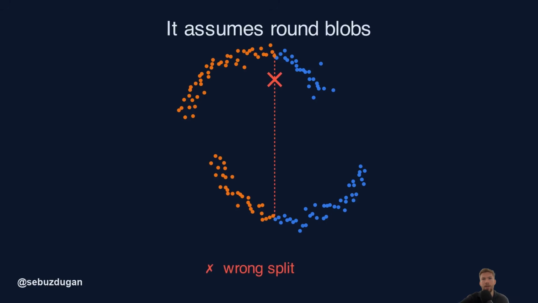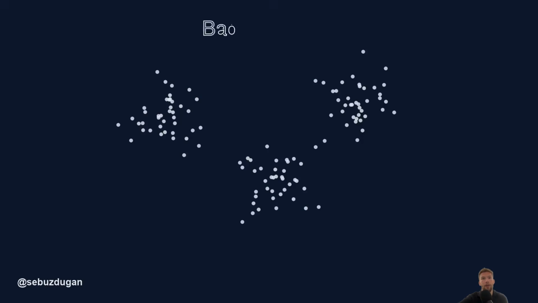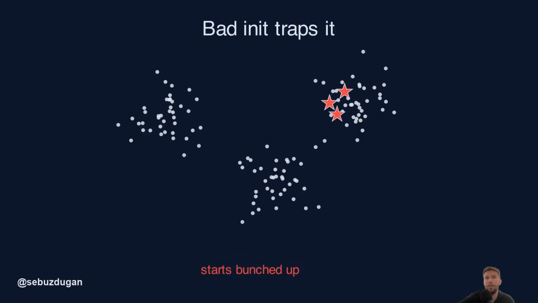And one more catch. Bad starting guesses can trap it in a poor answer, a local optimum it never escapes. The standard fix is K-means++ from 2007, which spreads the first centroids far apart on purpose before the very first assign step.